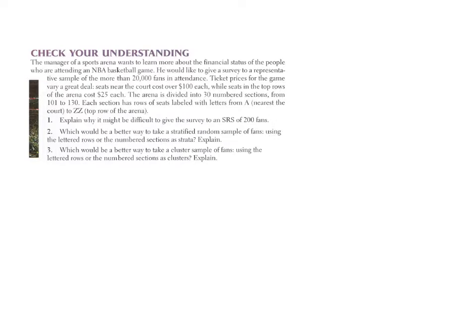So let's look at the first one. Question 1 says, explain why it might be difficult to give the survey to an SRS of 200 fans. If I'm doing an SRS of 200 fans, I need to end up identifying 200 seats in this arena. Remember, this arena has 20,000 fans in attendance. So to do an SRS there, I am basically numbering every seat 1 through 20,000, and I'm IDing 200 of those seats. And then I need to run around the entire arena and find those people.